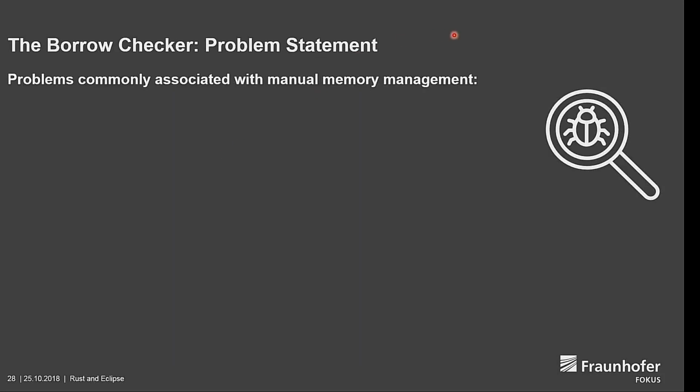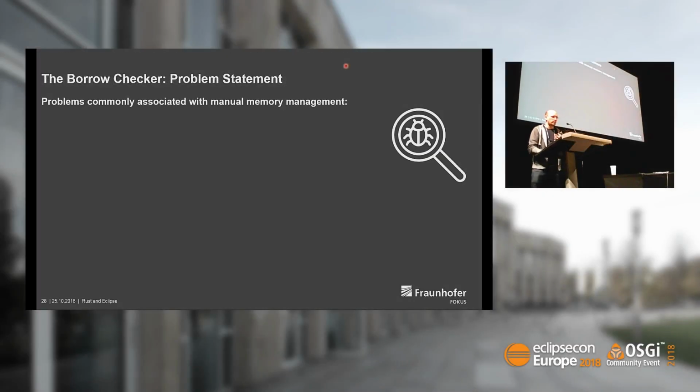What does the borrow checker in Rust ensure? Let's first see what problems there are with commonly used languages that have manual memory management. There are problems like use after free. So you free a piece of memory and you still have a reference to that, and you dereference it. That's called a dangling pointer. Or you free a piece of memory twice, or you're not freeing memory at all.